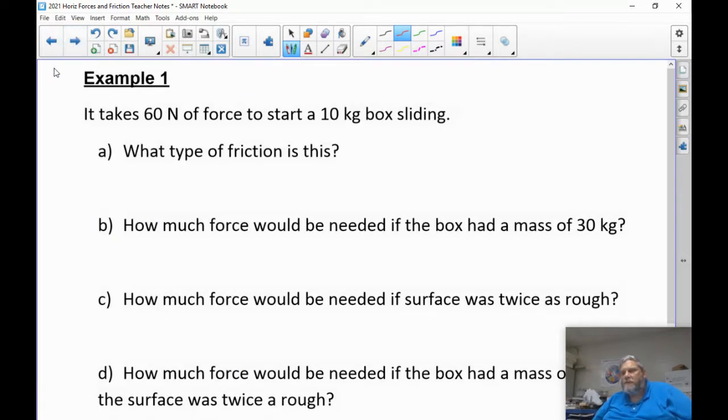All right, so let's just look at a couple of examples. Take 60 newtons to start a 10 kilogram box sliding. So 60 newtons to start it sliding. So before it started, it wasn't moving. So this must be static friction.